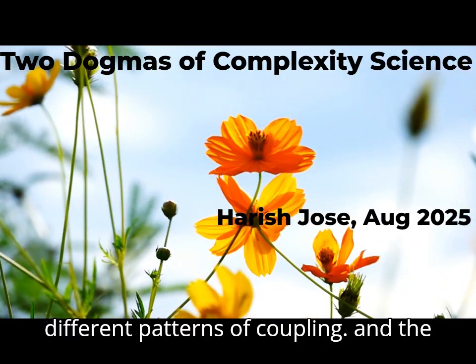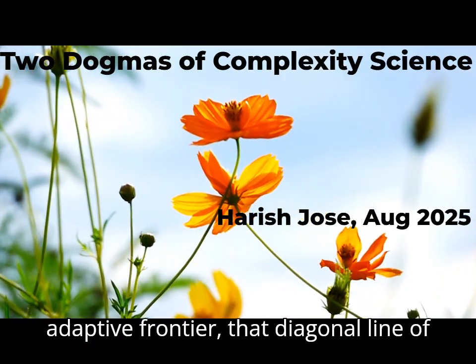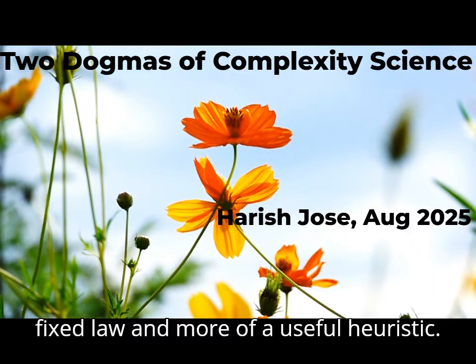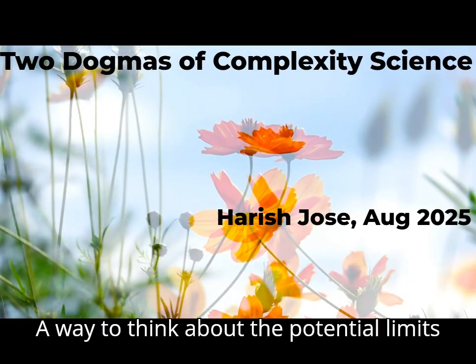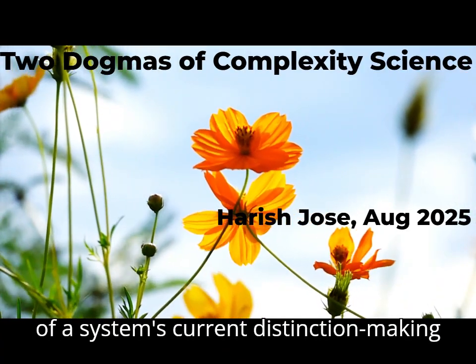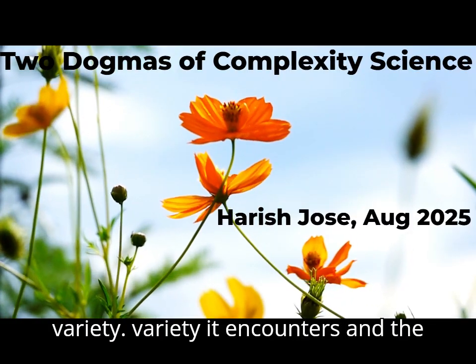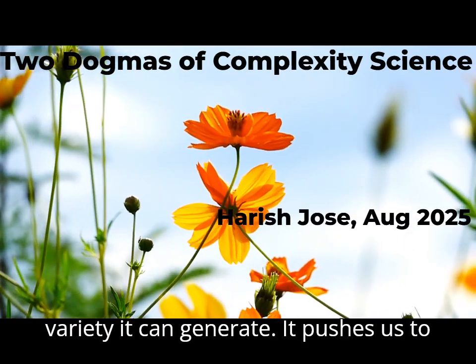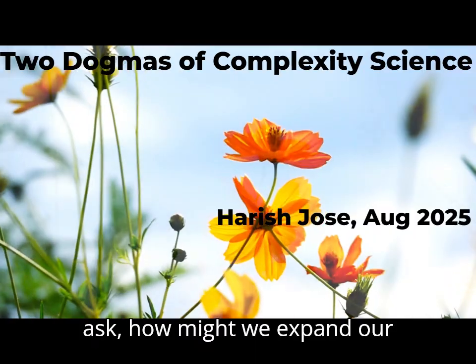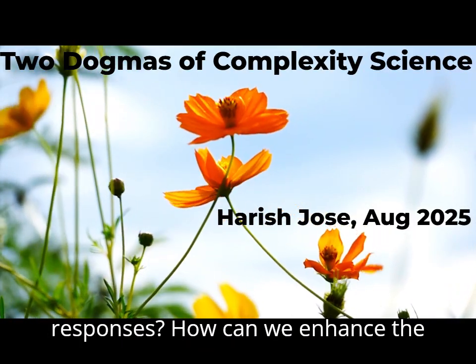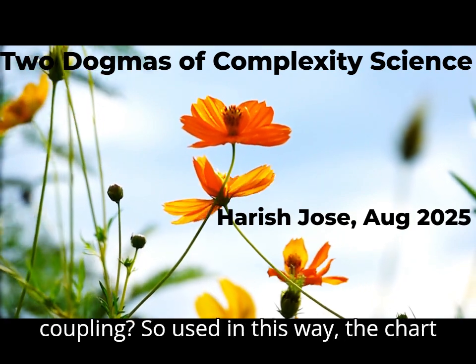And the adaptive frontier, that diagonal line of requisite variety. That becomes less of a fixed law and more of a useful heuristic. A way to think about the potential limits of a system's current distinction-making capacity and the relationship between the variety it encounters and the variety it can generate. It pushes us to ask, how might we expand our distinctions? How might we refine our responses? How can we enhance the coupling?